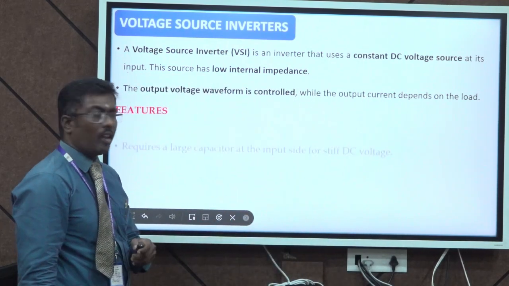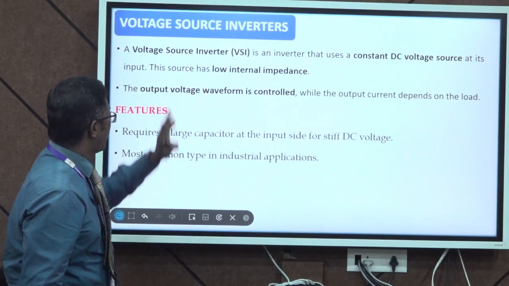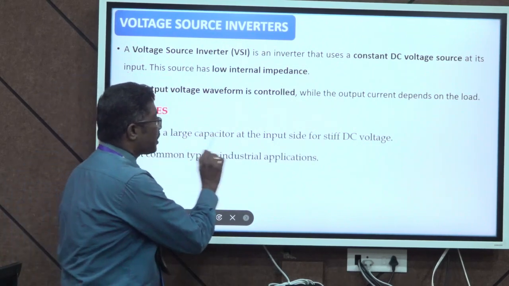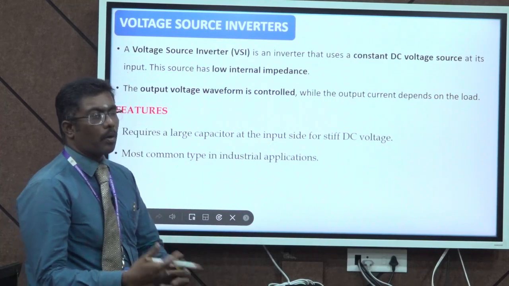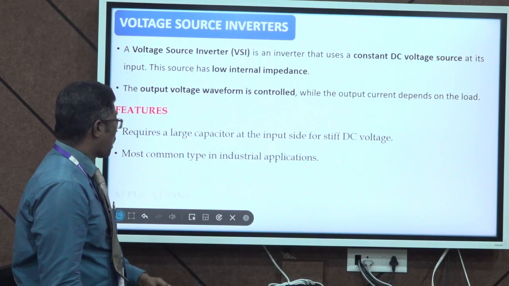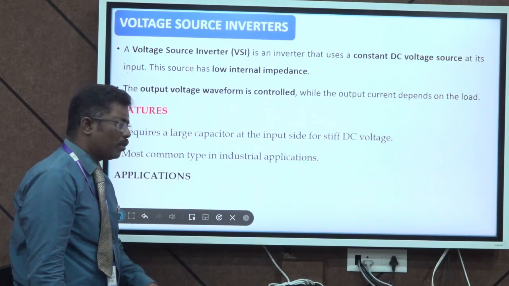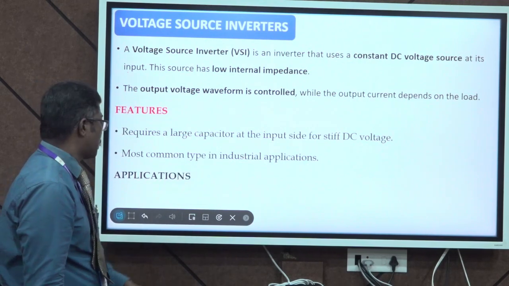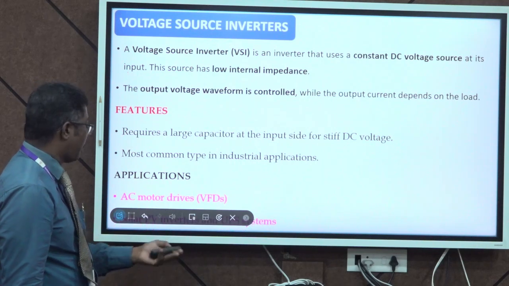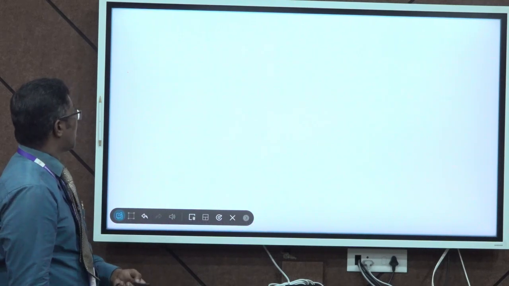And the main key feature of the voltage source inverter is that it requires a large capacitor at the input side in order to provide a constant voltage. The most commonly used inverters in industrial applications are voltage source inverters, and the main applications are AC motor drives and UPS, etc.